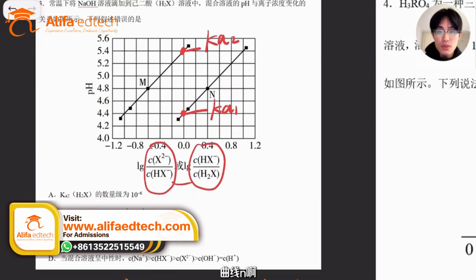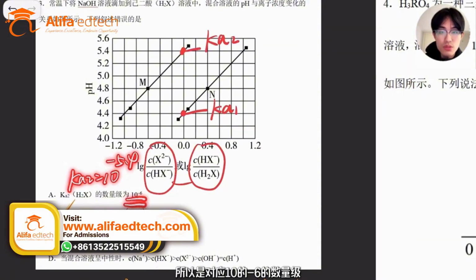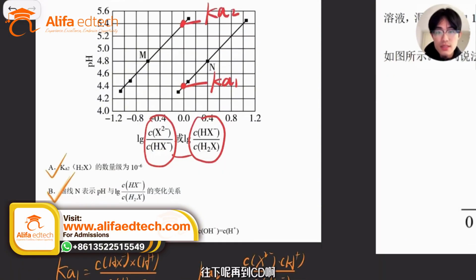Curve N represents the relationship of this ratio, right? And this ratio multiplied by the hydrogen ion is K1, isn't it? So it corresponds to K1, no problem. For option A, it tells us the order of magnitude for Ka2 is 10 to the negative 6th. Note that this is about the concept of order of magnitude. Ka2 is 10 to the negative 5.4, so it corresponds to the order of magnitude of 10 to the negative 6th, no problem. Next, let's move on to C and D.